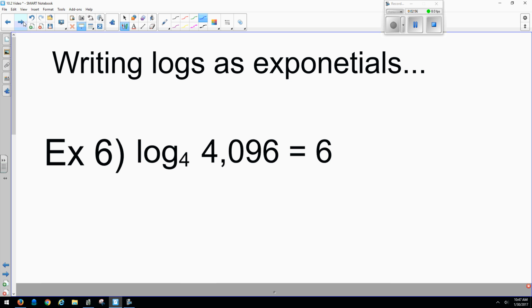And now we're going the other way. So now we're going to start with a logarithmic equation and we're going to turn it into an exponential equation. So as you can see, here is your base. It's always equal to the exponent. This number right here represents your result. So I'm going to start with the base, which is 4, raise it to the exponent, which is what it's equal to, and that's going to be equal to the result, which is 4,096.